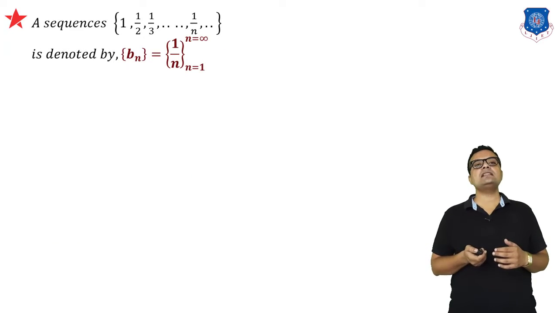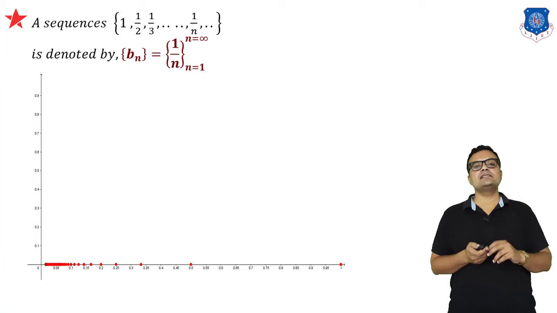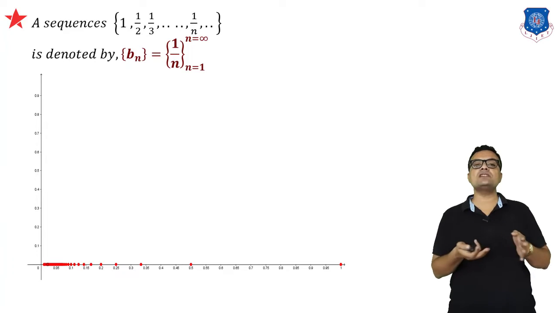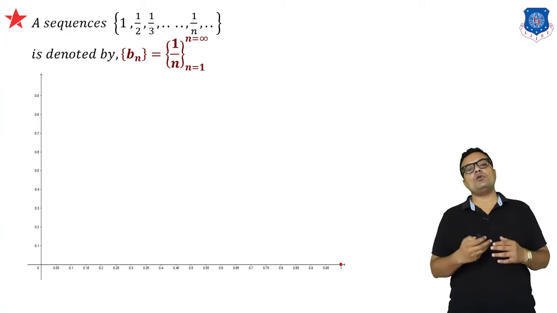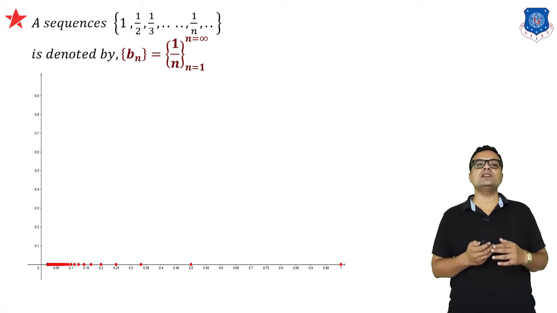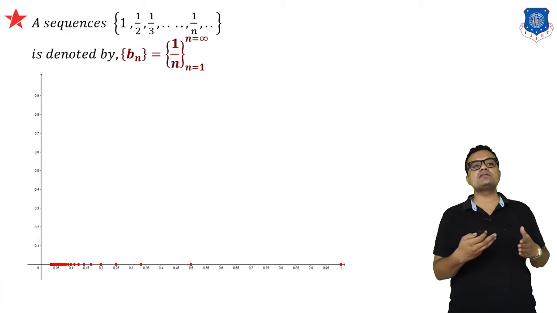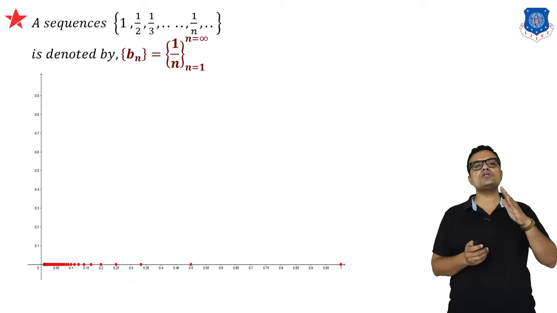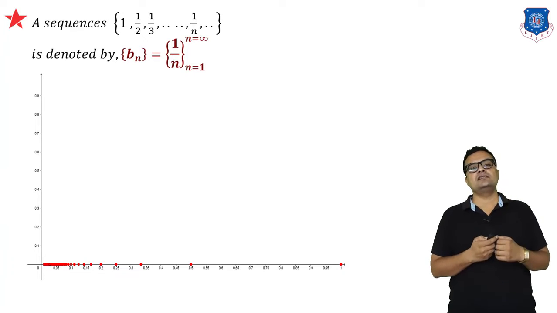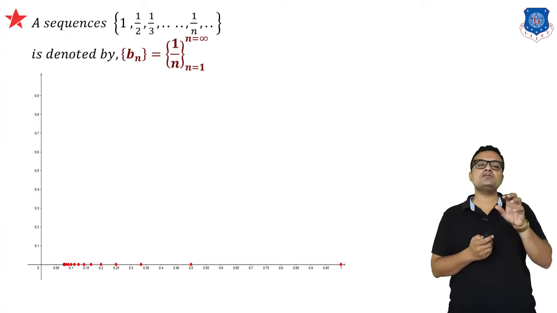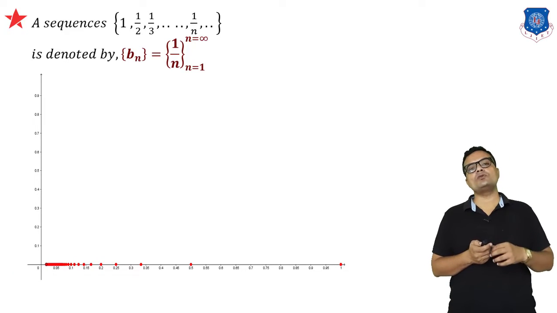Now let us consider another case. In this case, values are coming closer to each other, but now it is moving towards the left hand side. If I take 1 upon n, my first value is 1, second value is 1 by 2, 1 by 3 and so on. So as the value of n is increasing, the sequence is moving towards 0, and as it comes closer to 0, it becomes dense. You can see a cluster of points in the neighborhood of 0.